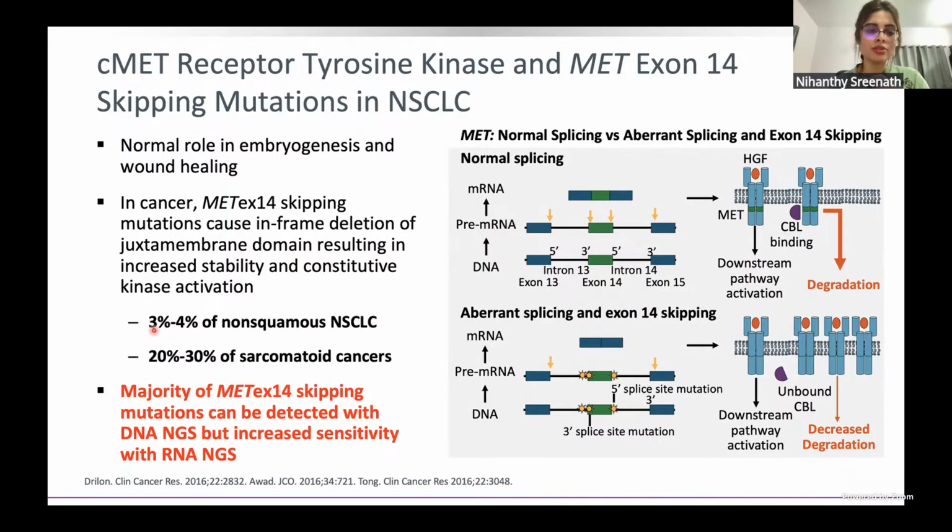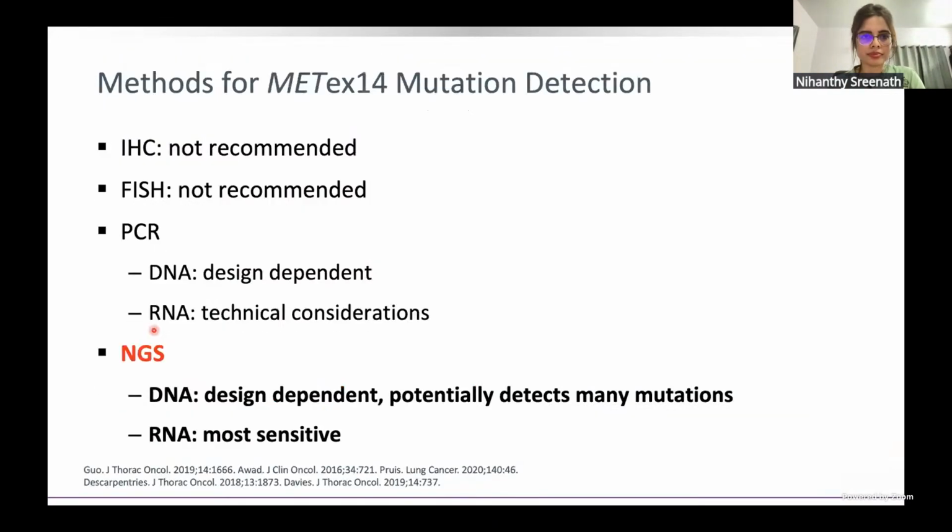It is present in almost 3 to 4% of non-squamous cell carcinoma. It can also be seen in a sarcomatoid variant, where the expression is almost 20 to 30%. High sensitivity is achieved by DNA NGS testing, and you can increase the sensitivity further with RNA NGS platforms also.